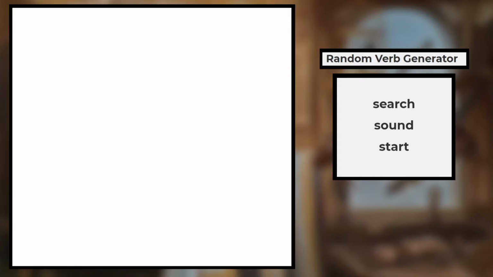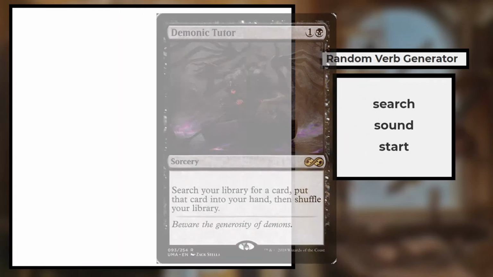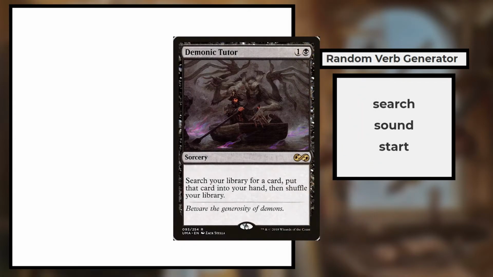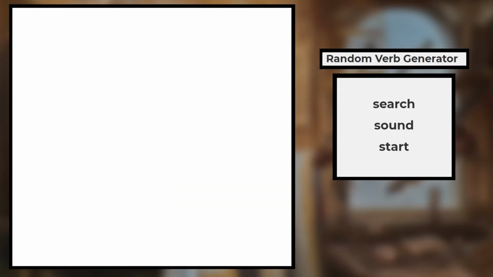So, we kind of already have search in terms of like search your library. So I don't think that's really going to work out well. Sound and start. Oh, they all start with S's. Interesting. Okay, so search, I don't know. That'd be very difficult to do because search is already a word used in Magic a lot. Sound, maybe sound in the word time, like sound an alarm.